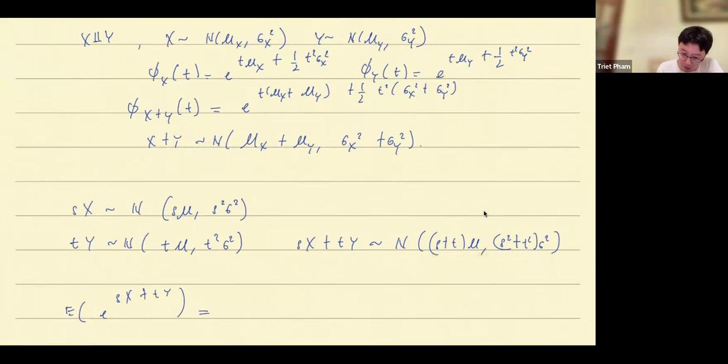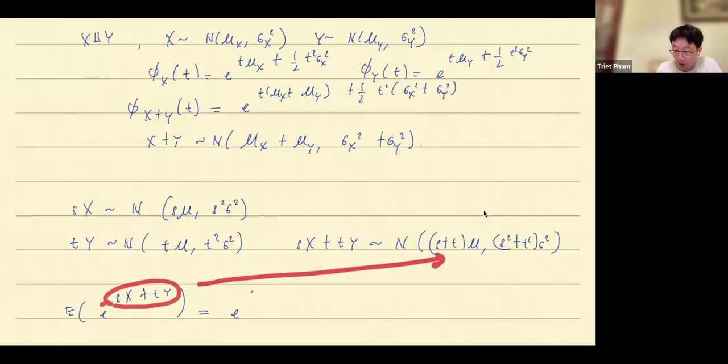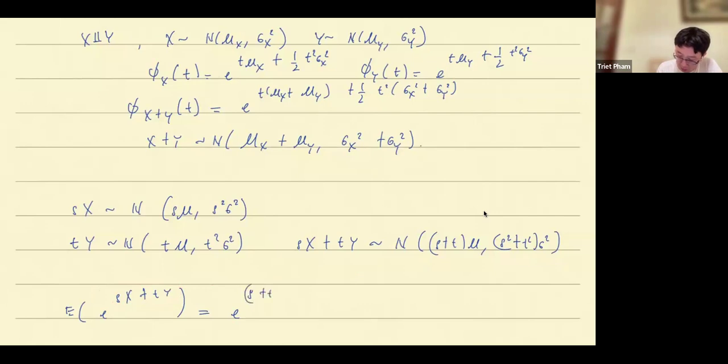e to the s plus t times mu. Sorry. Yeah, right. So here we can look at this as the moment-generating function of a normal random variable evaluated at value 1. So it's going to be e to the s plus t times mu plus 1/2 s squared plus t squared times sigma squared. Okay.